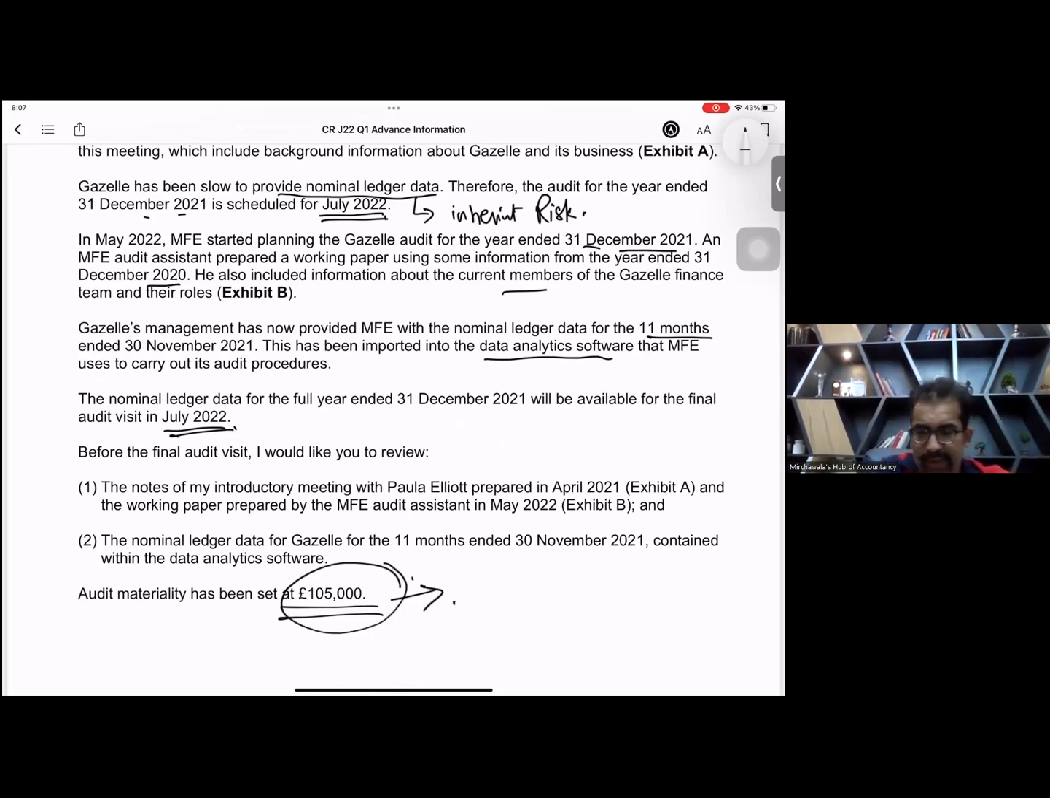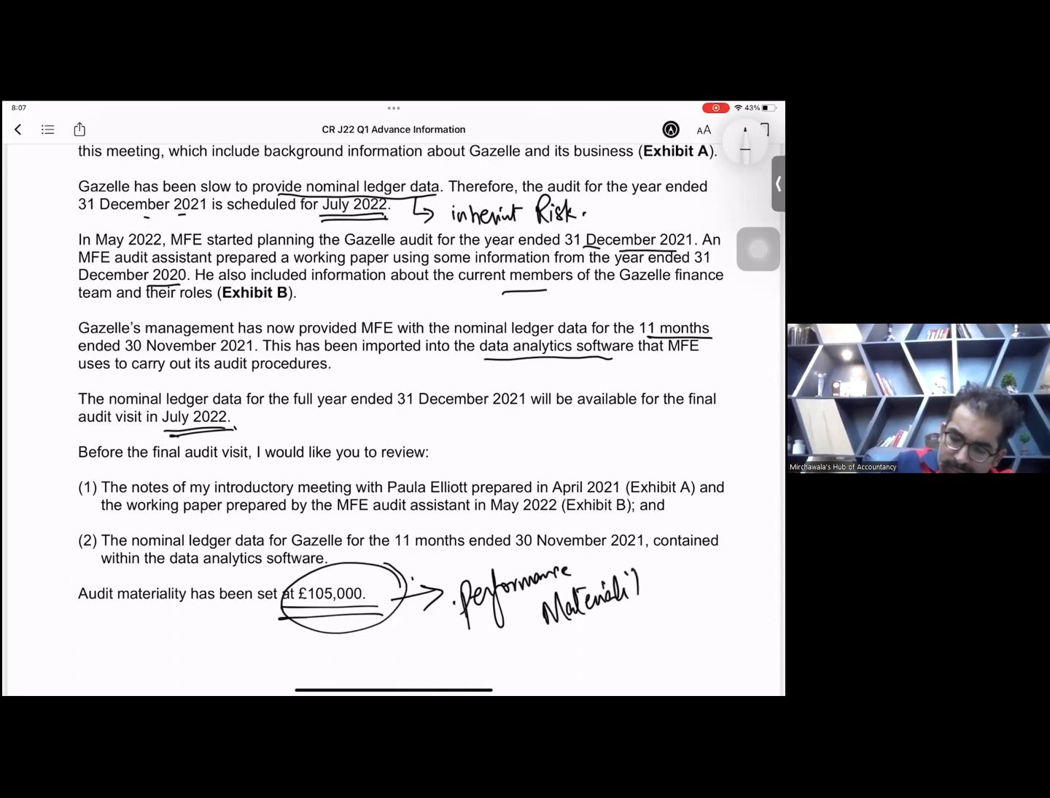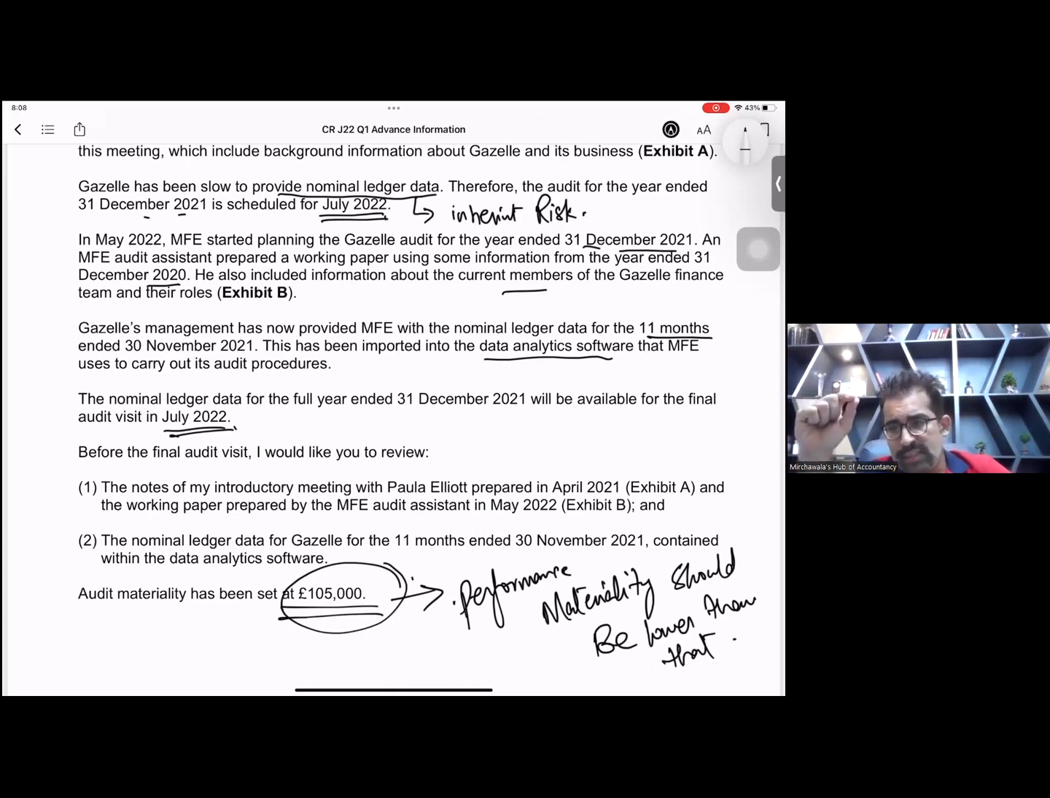So definitely, as we have seen, there are some inherent risks. This is the first time with the client. So the performance materiality should be lower than that. Whenever we see any client as a risky client, we reduce the materiality level so that we do more detailed work, right?